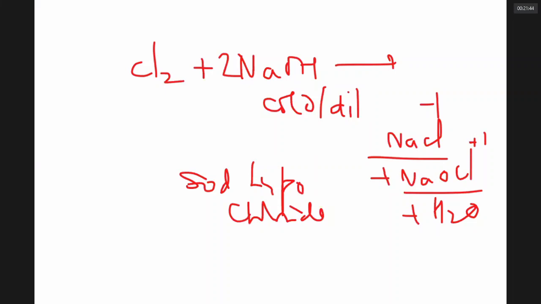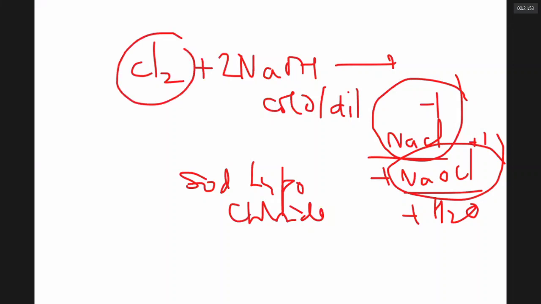You will be getting NaCl as a reduction product, NaOCl as an oxidation product. Again, in this reaction, for 1 molecular weight of chlorine, only 1 electron somebody is losing, 1 electron somebody is gaining. Equivalent weight is same as molecular weight. But the story is different.